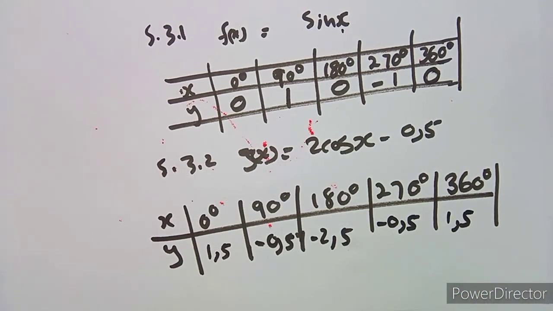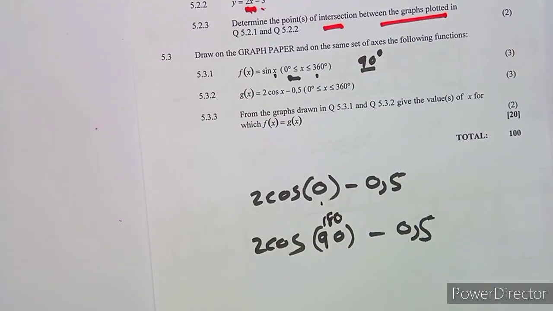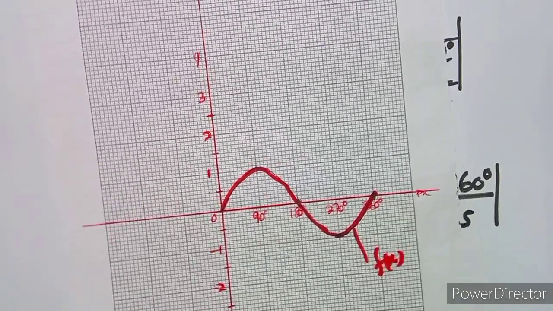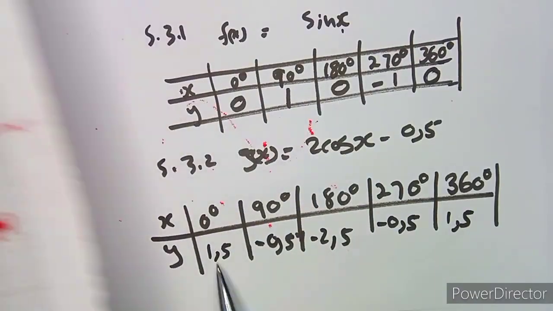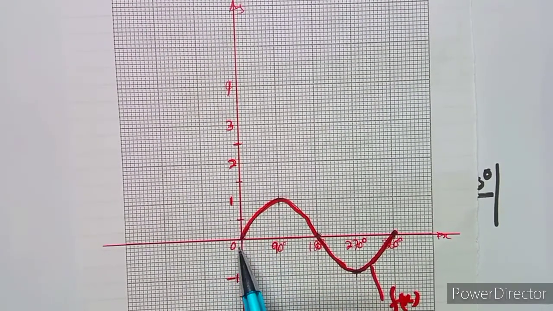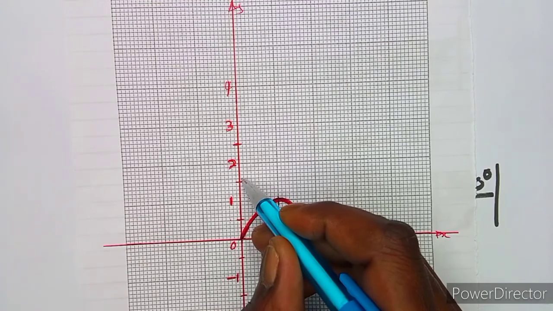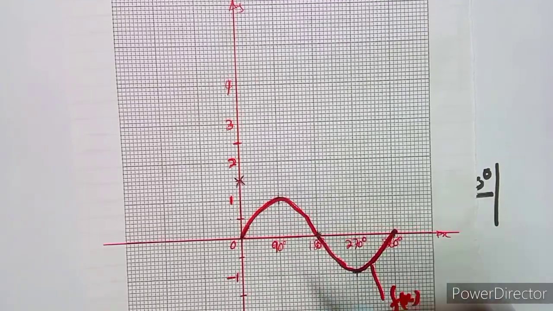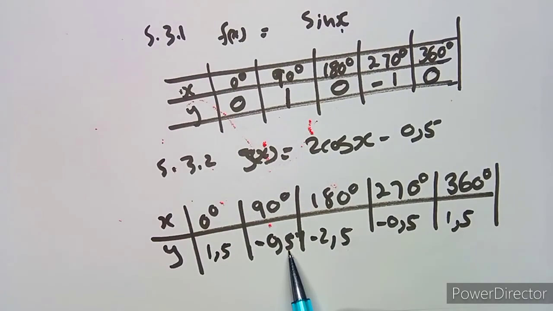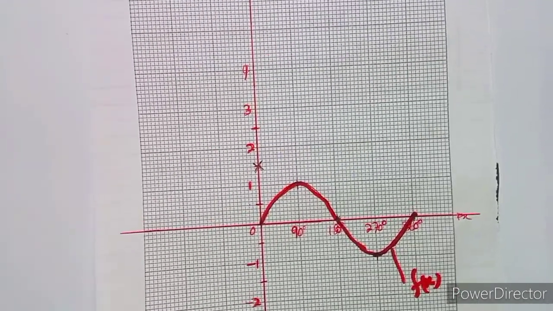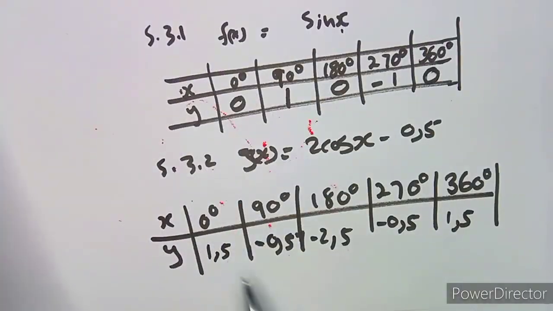So these are the points that you're going to mark now on that graph. Remember, they said on the same axis, so you use the same axis here to mark those points. The first one is 0 versus 1,5. So 1,5 is just in between 1 and 2. So 0 versus 1,5 is here, in between 1 and 2. Then 90 and minus 0,5.